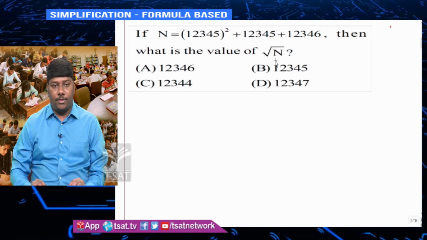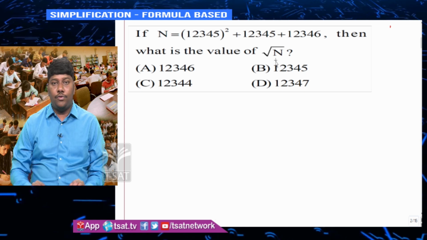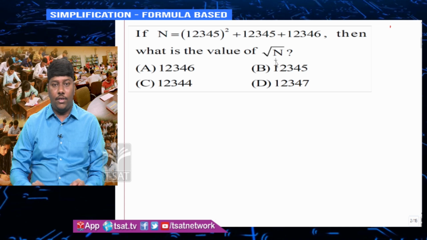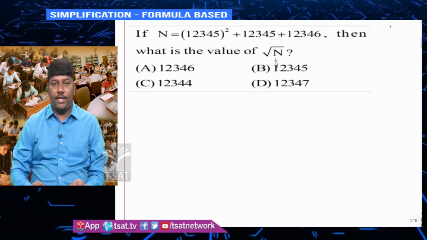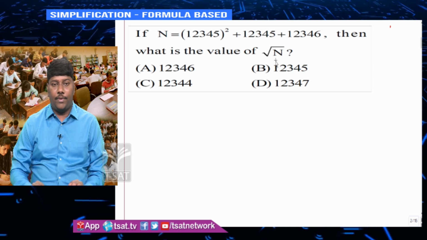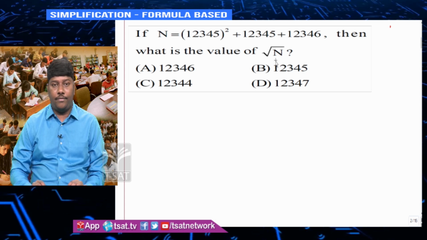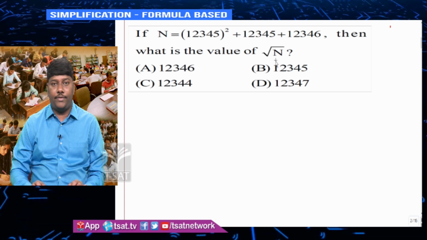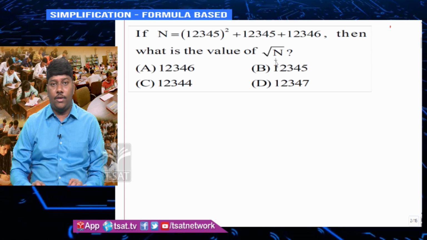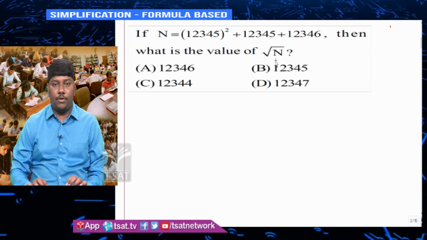Now look at this problem. If n is equal to 1,2,3,4,5 whole square plus 1,2,3,4,5 plus 1,2,3,4,6. If you literally solve the square of 1,2,3,4,5 whole square, the square itself takes more than a minute in the exam. So what is the actual rule of doing this question?